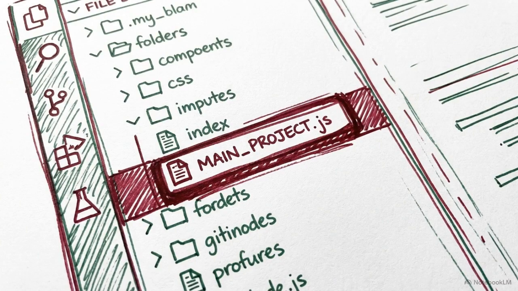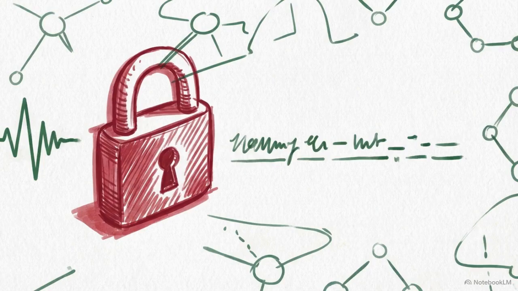Next, create a file named .env in your project folder. This is where you will paste your OpenAI API key, so it remains secure and out of your main codebase.